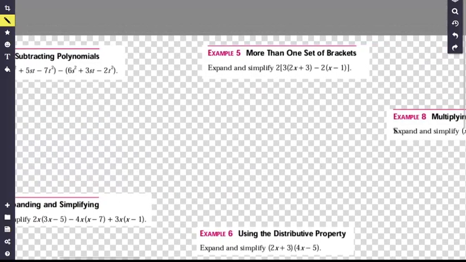Now, what happens when you have more than one bracket? I keep telling this to everyone: when you have more than one bracket, do not panic. We'll go from the most inside to outside. So we have two brackets here. We're going to do the inside, which is the 2x plus 3, first. That's going to give us 6x plus 9. And then the right side is going to give us negative 2x plus 2.